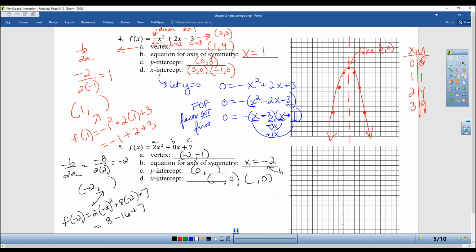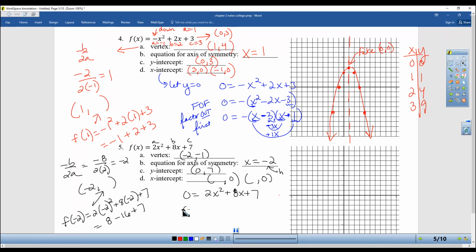I find the y-intercept by plugging in 0 for x, which is the fast one. It's going to be 7. And I get the x-intercept by plugging in 0 for y. See, it's already there in the ordered pair.